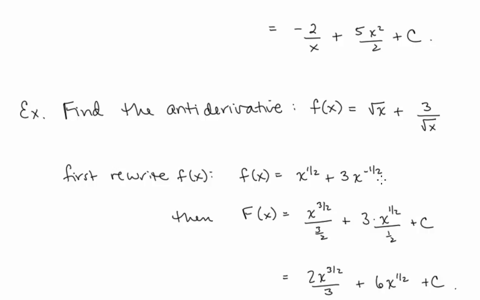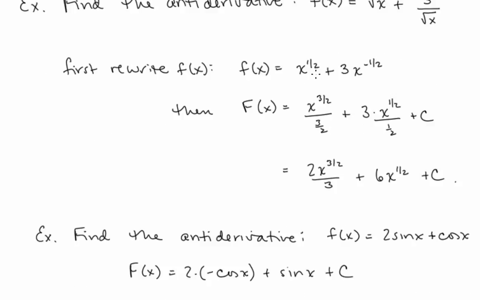Now we can take our antiderivative. We're going to add 1 to the power here. That gives us x to the 3/2 power, and then we divide by that number. Plus, the 3 carries down. We want to add 1 here, so we get x to the positive 1/2 and divide that by 1/2. And then add on our plus c. And so we simplify. Dividing by a fraction is the same as multiplying by its reciprocal, so this is 2x to the 3/2 over 3. This is 3 times 2 over 1, so that becomes a 6x to the 1/2, and plus c. And so this is our antiderivative.